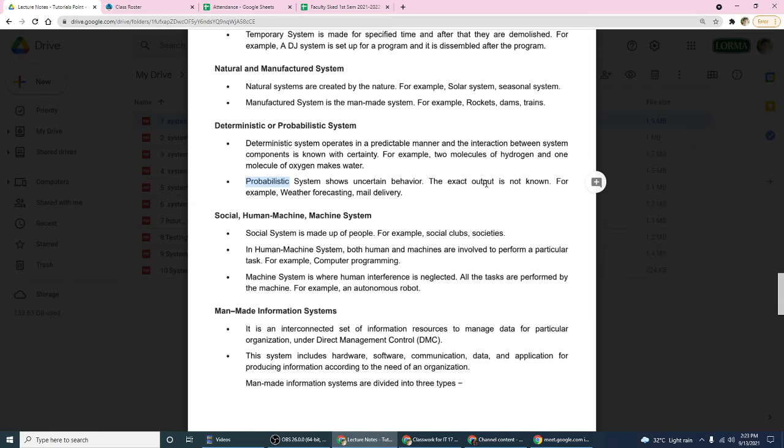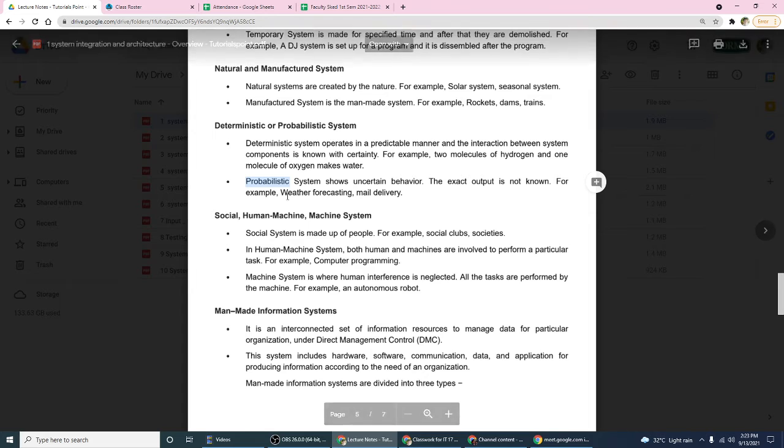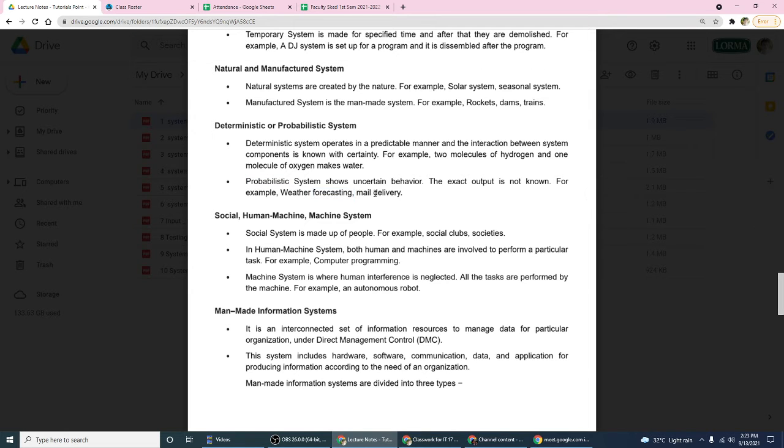Okay, the exact output is not known because of the probability. For example, 50%, 70% probability, and so on. So for example, weather forecasting, mail delivery, and the like. Many computer programs are deterministic systems because you already know what will be the output. But in machine learning, mostly that is a probabilistic system.